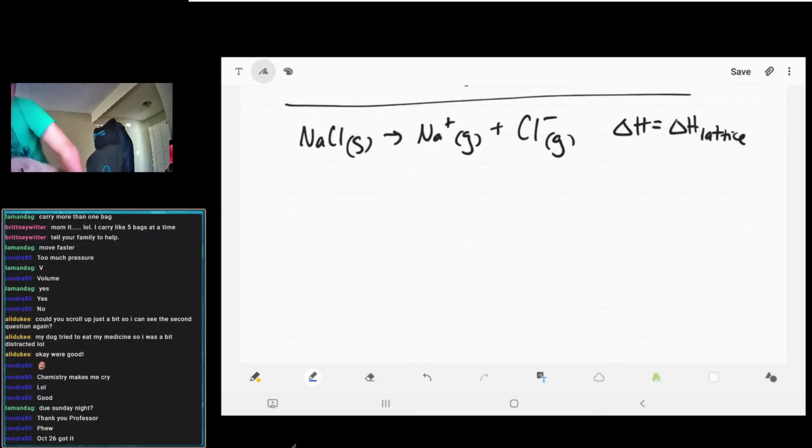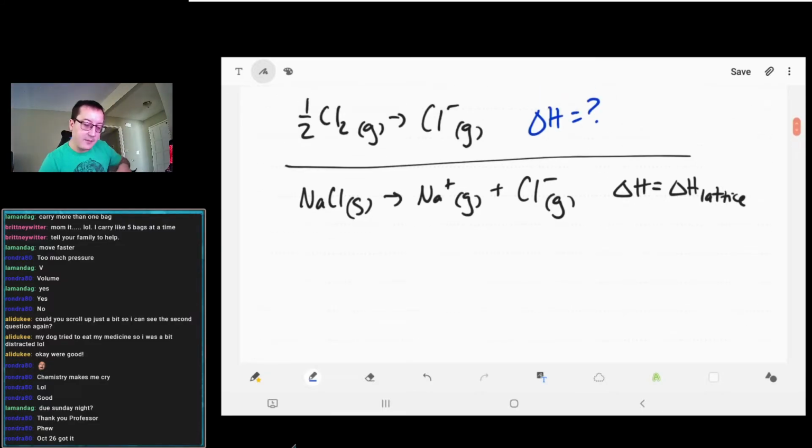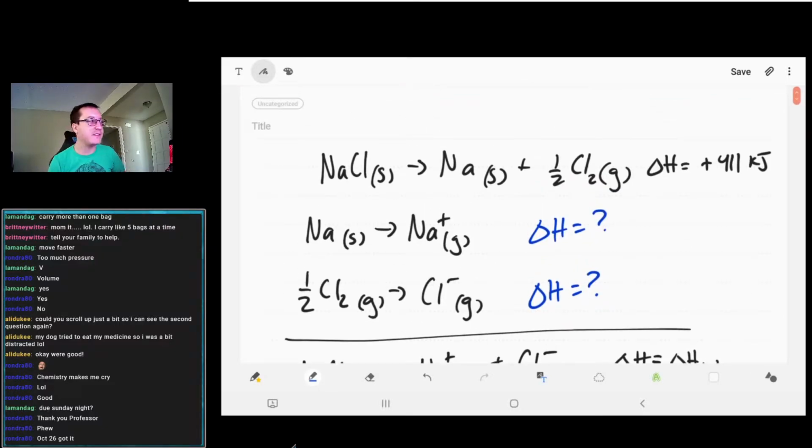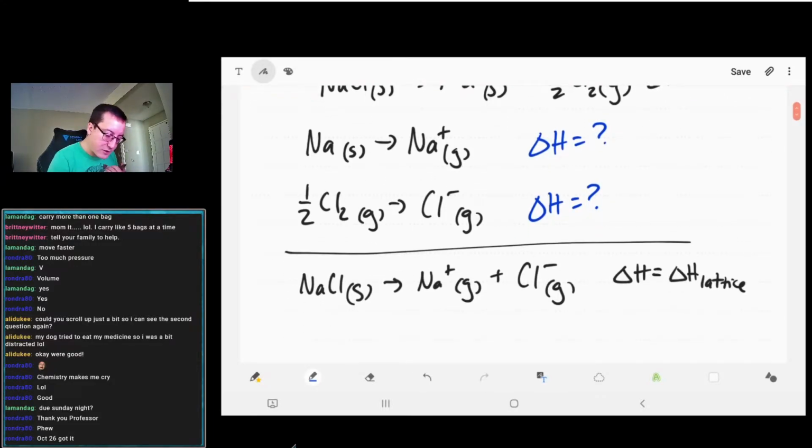Okay. So one of these we have is from our delta HF table, right? The formation of sodium chloride. Formation of sodium chloride we can get from delta HF, so that one's okay. If we look at the other two, though, we look at equation 2 and 3.